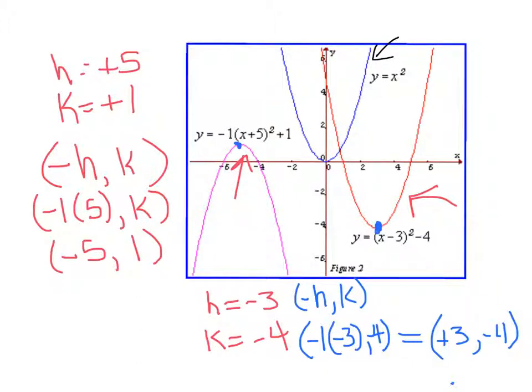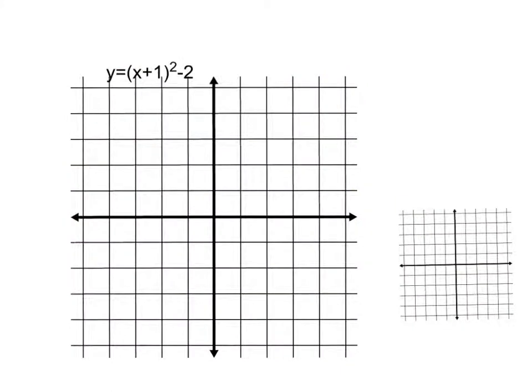Now, we've found our vertexes from equations, but what about the opposite way? What if we're given an equation and we need to graph it? Well, vertex form gives us a great way to figure out where to start. Let's say we're given this equation here at the top. That is x plus 1 squared minus 2. From our formula, where we talk about negative h, comma, k, we know our vertex has to be at the point negative 1, comma, negative 2.